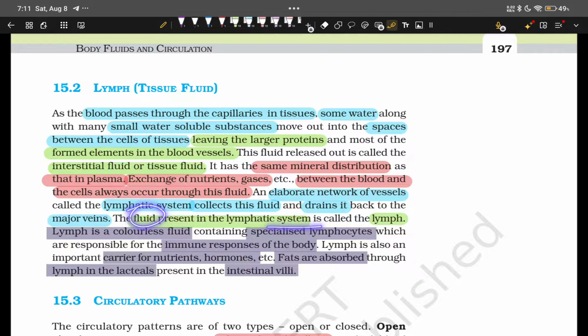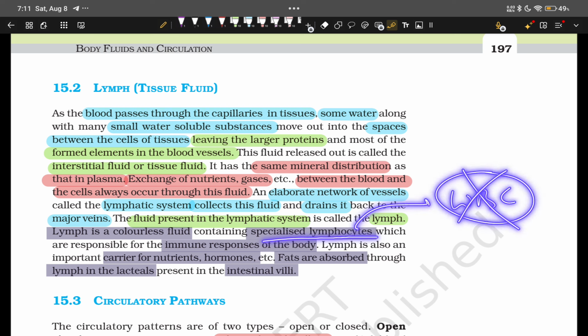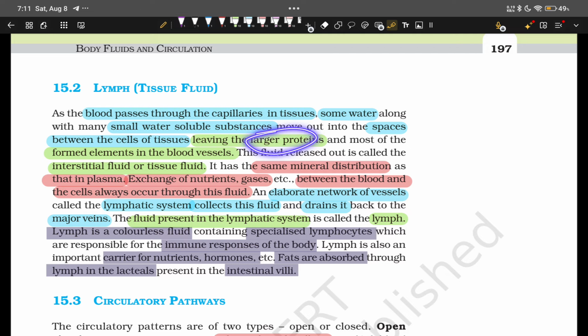The fluid present in the lymphatic system is called lymph, and it is a colorless fluid, like WBCs, which are also colorless with their cells. It contains specialized lymphocytes. Lymphocytes are like WBCs, but they're not actually WBCs. Why? Because lymph does not have formed elements. Large proteins and formed elements were not removed from the blood, right? They remained in the blood. But lymph has these specialized lymphocytes, which are also responsible for immune responses.